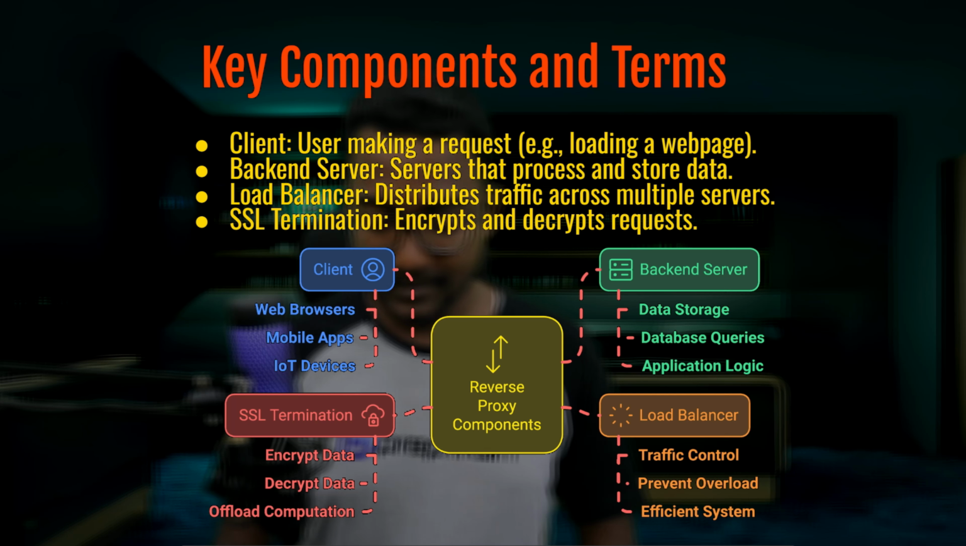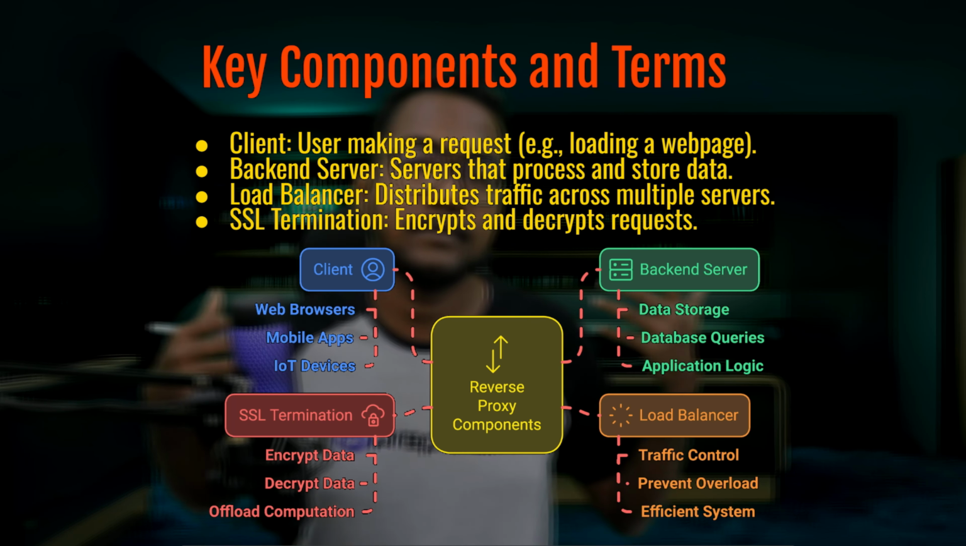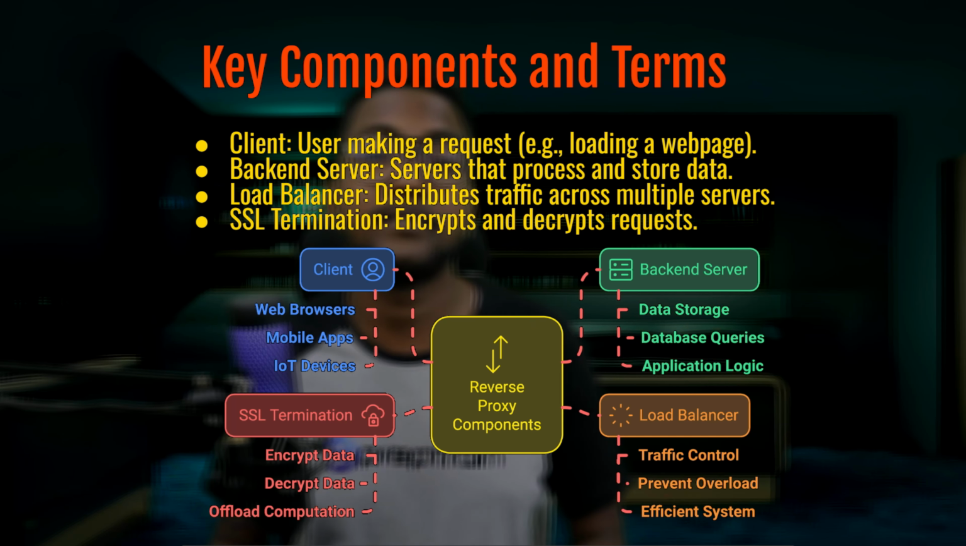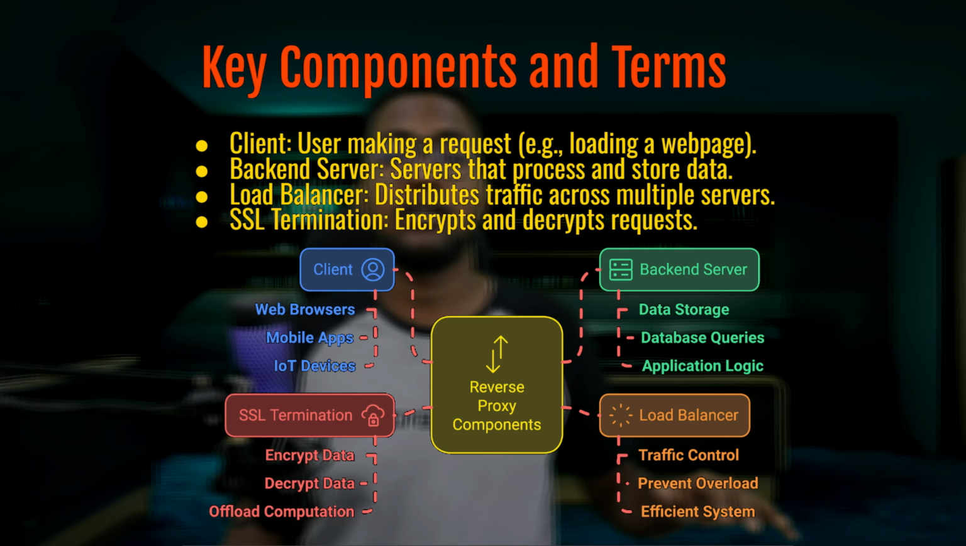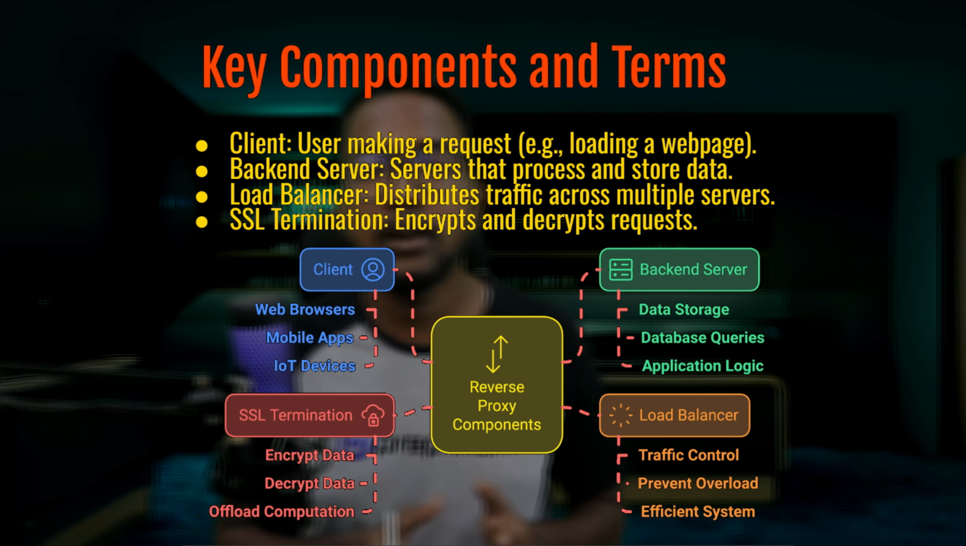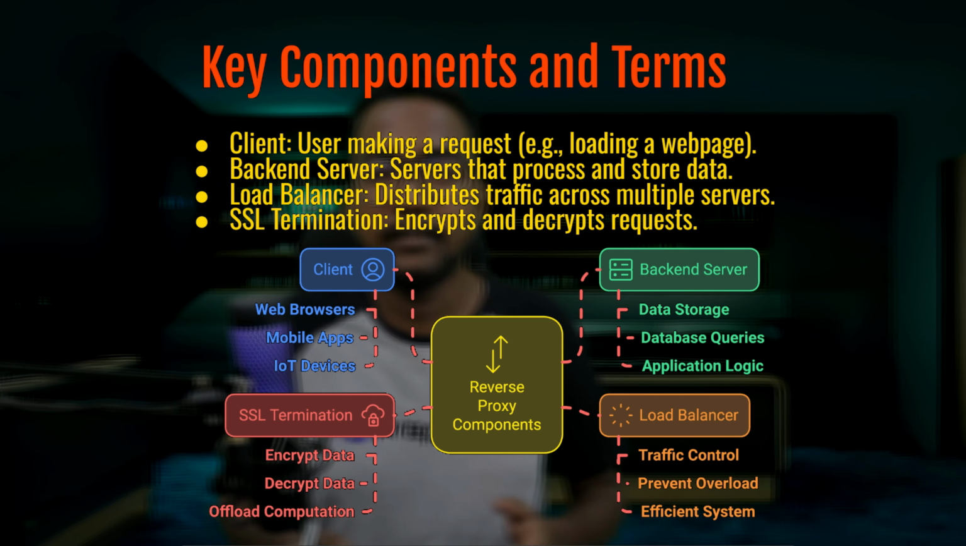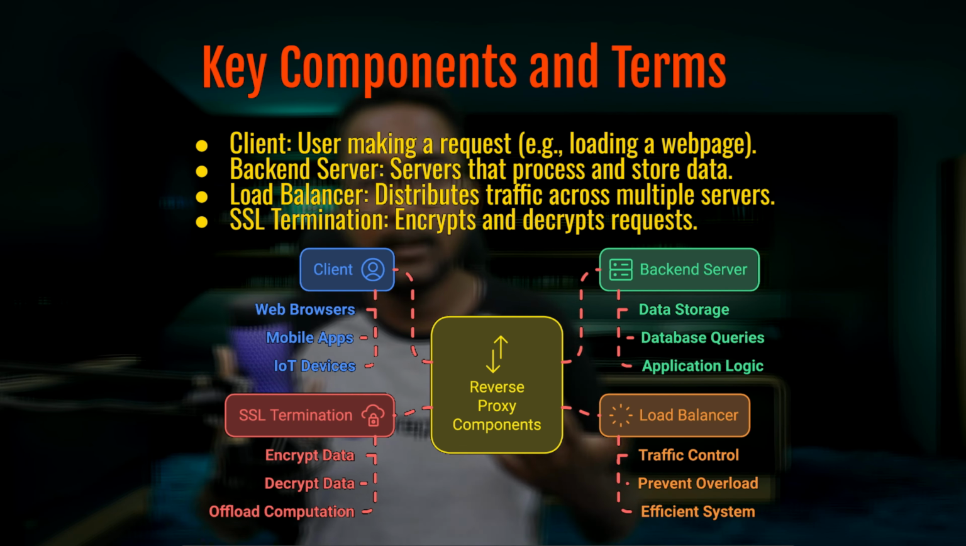Then we have the load balancer. So basically, as we mentioned earlier, this is a type of reverse proxy that helps distribute incoming traffic requests across multiple backend servers. The purpose of a load balancer is to ensure that no single server is doing all the work while others are sitting idle. It helps prevent overload and keeps the system running efficiently. Think of it basically as a traffic police, making sure that all requests are spread across all the available servers.